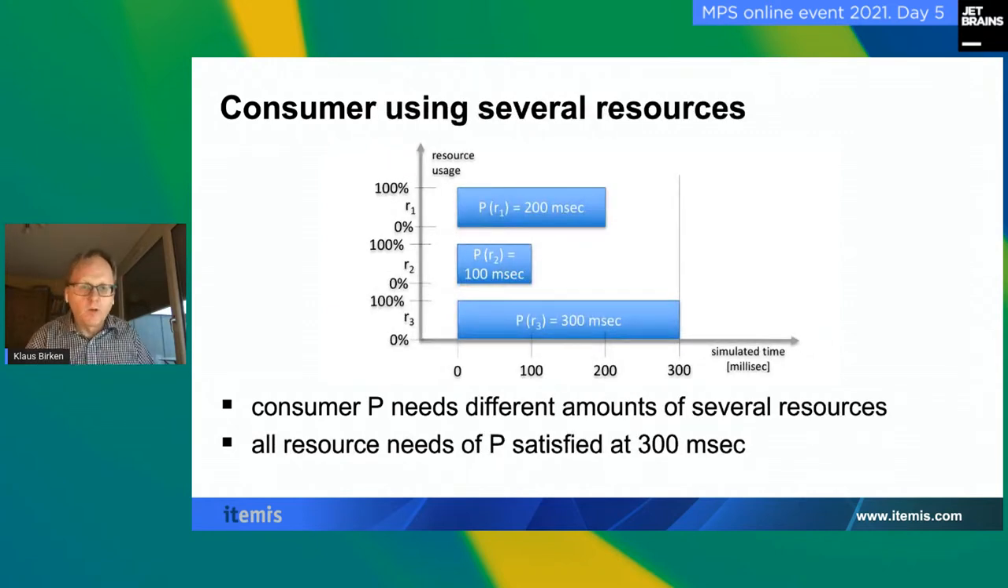Let's make it slightly more complicated. Here our consumer P wants to access 3 different resources in parallel with 3 different amounts of resource action. For R1, it uses 200 milliseconds. For R2, it uses 100, and R3, 300. As we can see, there's no other consumer. So after 300 milliseconds, the last resource will be consumed. Everything is done after this period of time, and it can continue with the next step.